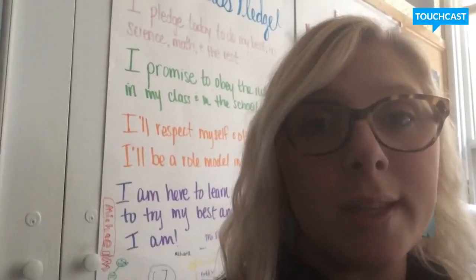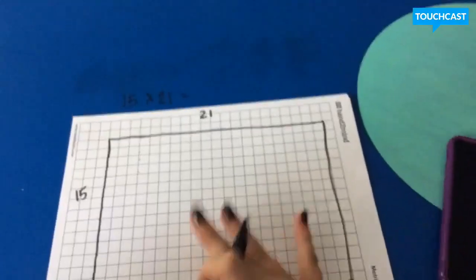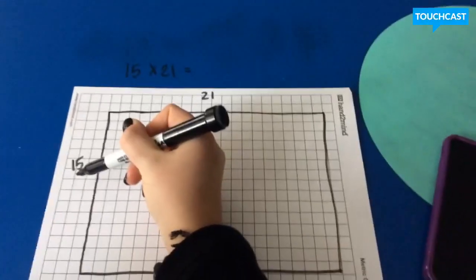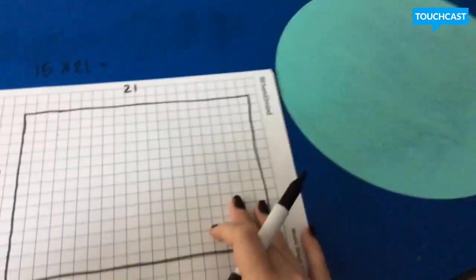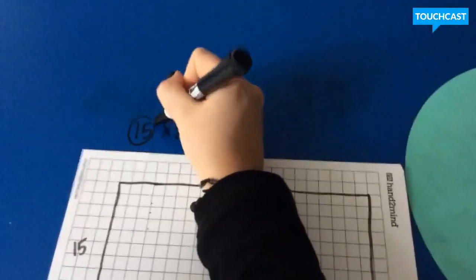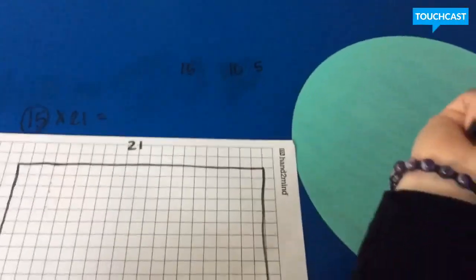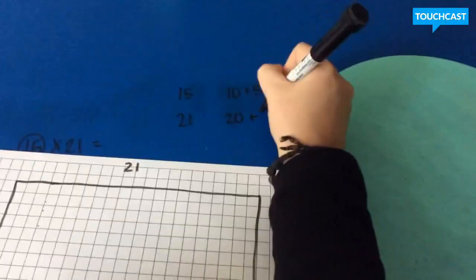Let's try one more using the area models. Let's try one more. 15 times 21. So I'm going to use graph paper, and I already did. I'm going to make an area model. So I have 15 times 21. So what I'm going to do is I'm going to break apart both of my factors. 15 I'm going to split into 10 and 5. And then 21 I'm going to split into 20 and 1.